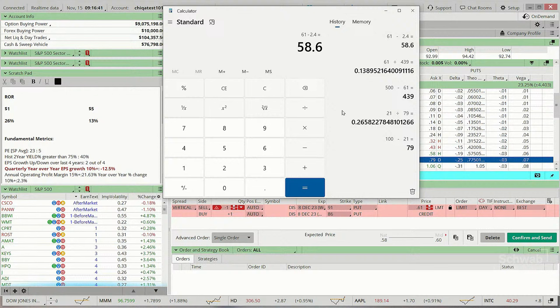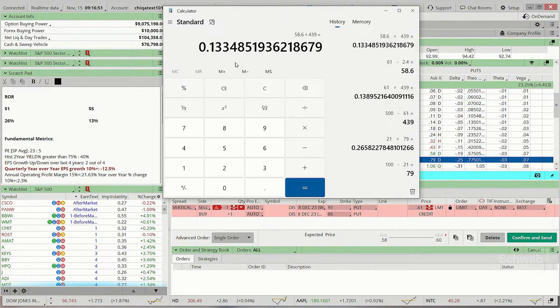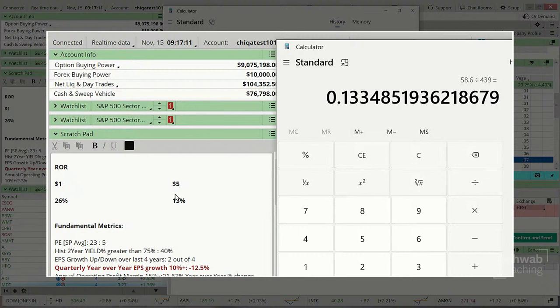We're now going to divide that by our $4.39, and this gives us an after transaction fee return of 13.34%. Basically a little bit of a difference here. Before we had 13%, and I just rounded that down. This is probably at 13.5%. Now it's 13.34%. So a minimal impact, but still somewhat of an impact here.